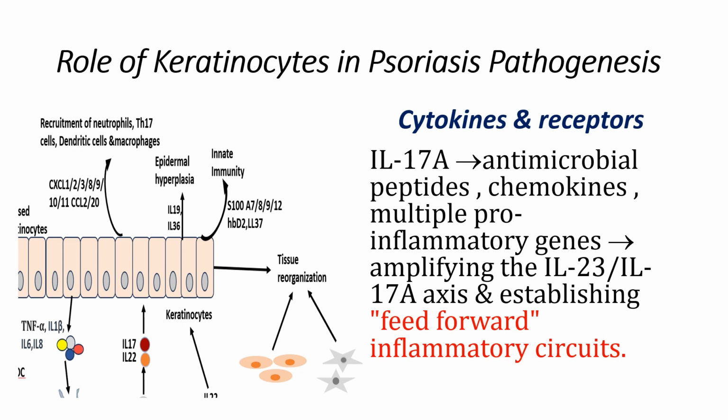In summary, interleukin 17A, upon binding to its receptors on keratinocytes, triggers a series of cellular signaling pathways, which in turn leads to the production of antimicrobial peptides such as S100A7 and LL37 by keratinocytes, promoting the activation of innate immunity. Also, interleukin 17A stimulates the secretion of chemokines by keratinocytes, facilitating the recruitment of various leukocytes, including neutrophils, T helper 17 cells, myeloid dendritic cells, and macrophages. Also, interleukin 17A induces the expression of multiple pro-inflammatory genes such as interleukin 1 beta, interleukin 6, interleukin 8, and tumor necrosis factor alpha, thereby amplifying the interleukin 23, interleukin 17A axis and establishing feed-forward inflammatory circuits.